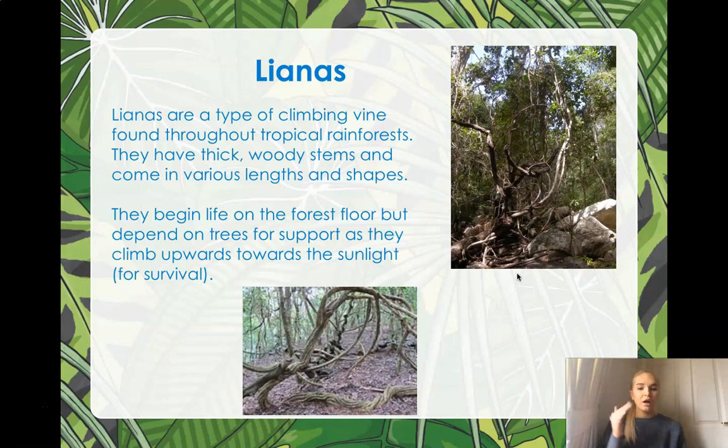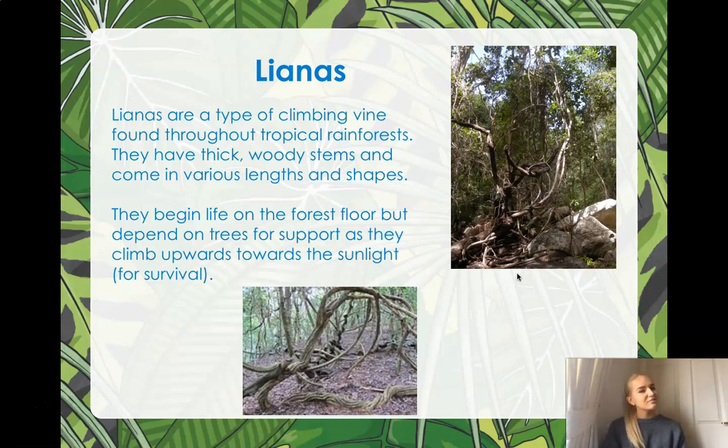So lianas will climb, they don't have legs, but they will grow up the trees because then they can get more sunlight. The further up the tree they go, the more sunlight they can get, and then they can survive. So this is another way that plants can adapt, because some lianas, this type of plant, can grow up towards the tallest part of the tree to get more sunlight for survival.